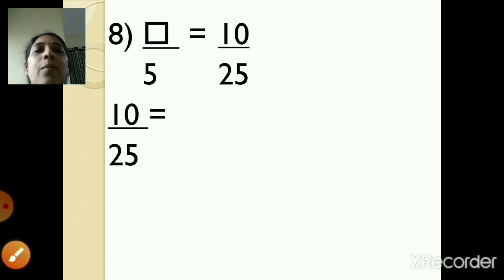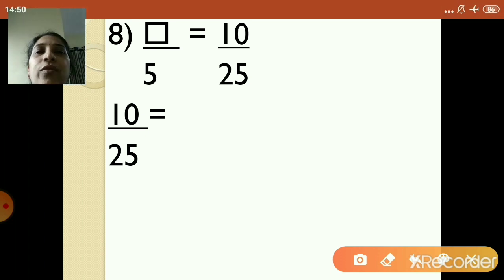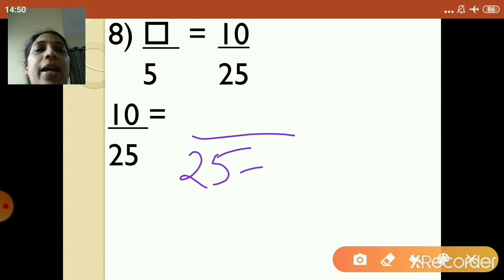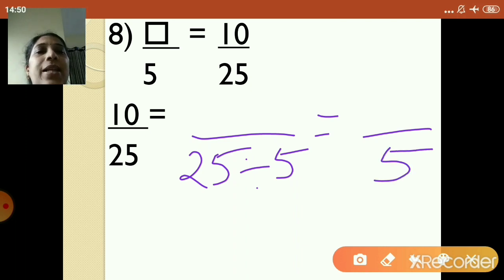Next one is box upon 5 is equal to 10 upon 25. Right? So what have we done? We have taken 10 upon 25 down. So now you have to find out the numerator. So when you divide 25 by 5, what answer do you get? You get 5 as your answer, right? So you will write in the denominator 25 divided by 5, right? So 25 divided by 5, you get the answer 5.